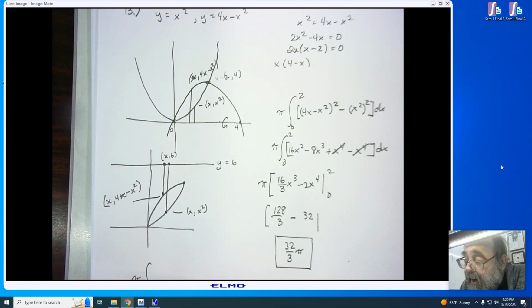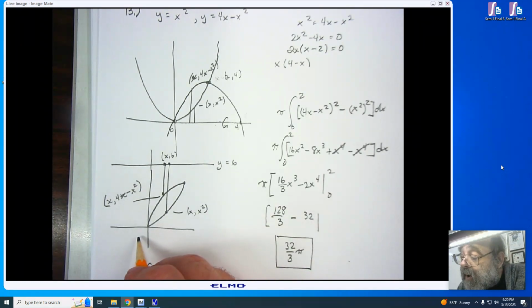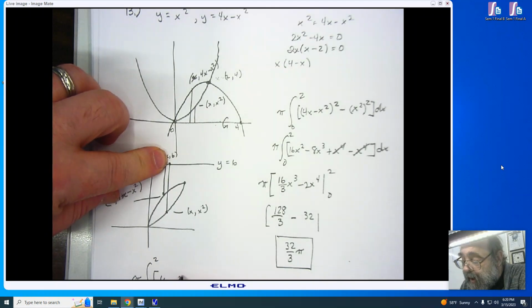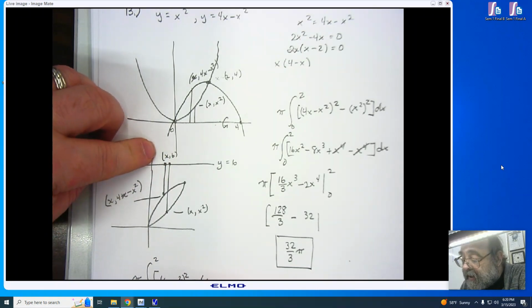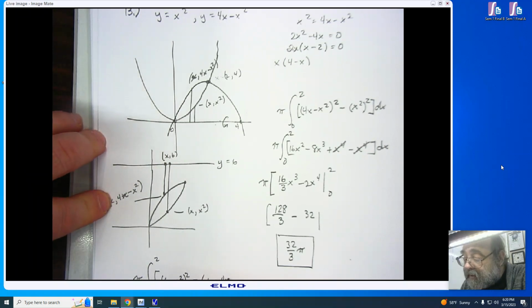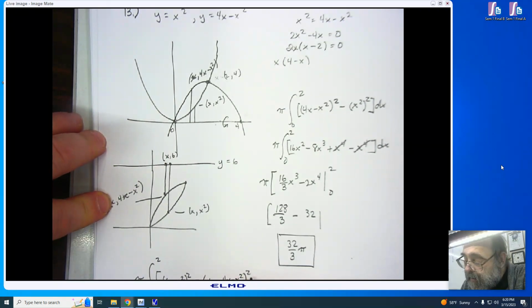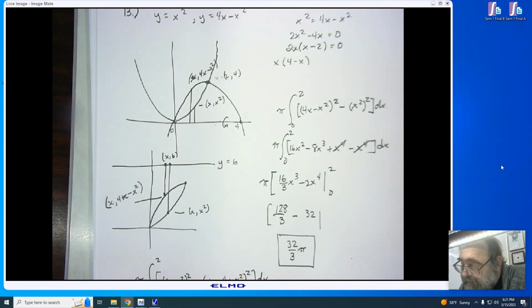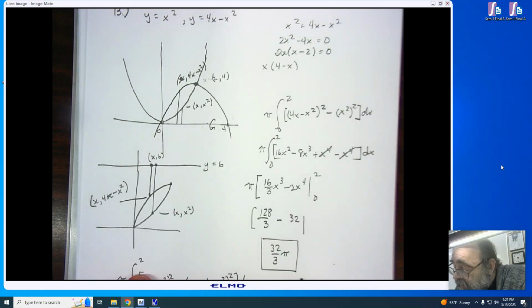We have pi integrated from, once again, 0 to 2. And I have my 6 minus x squared, squared, minus 6 minus 4x minus x squared, squared, dx. Now you notice we're going to have to FOIL this out, so we have 36 minus 12x squared plus x to the fourth. When we FOIL this, let's do it vertically, then distribute the negative.